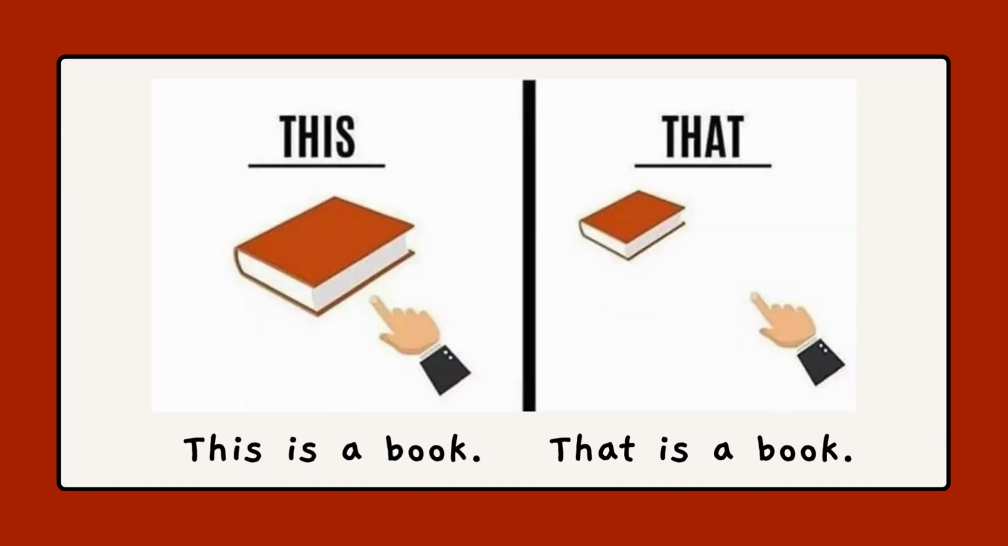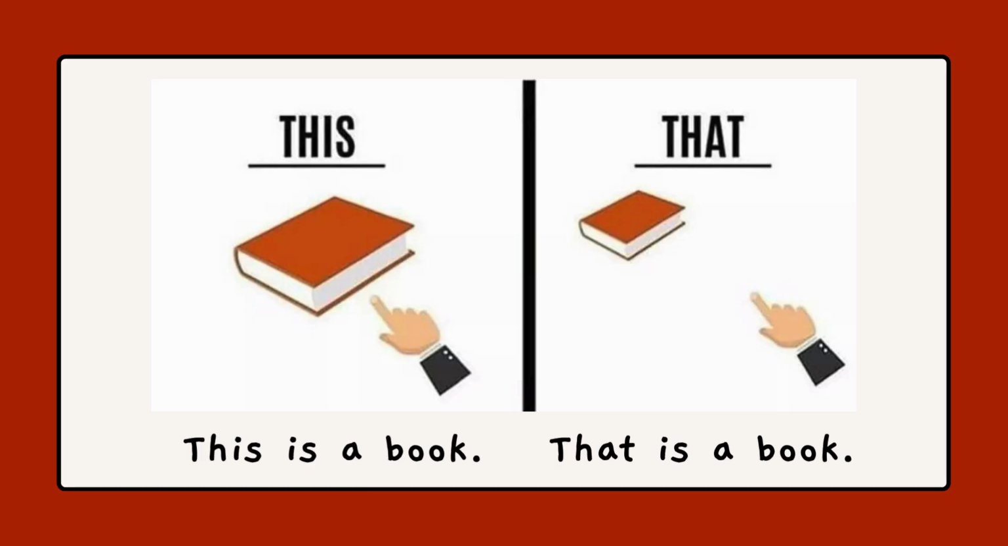Take a look at the distance between the hand and the book. When we say this is a book, the distance in between is very short. The hand is just next to the book, right? And when we say that is a book, the distance is very long. The hand is very far away from the book.